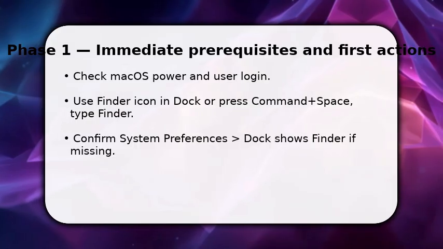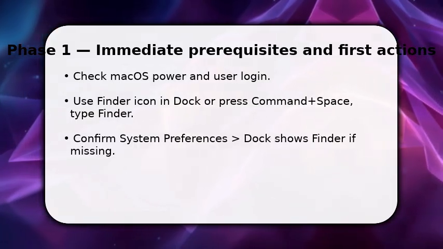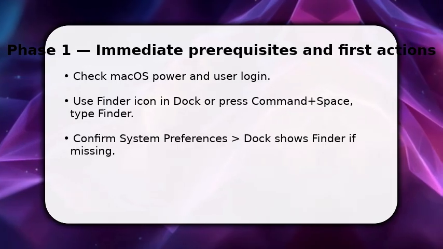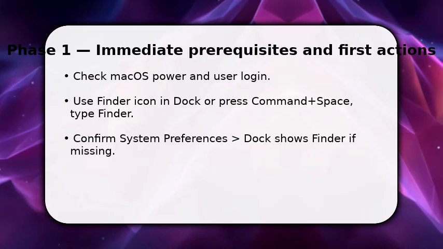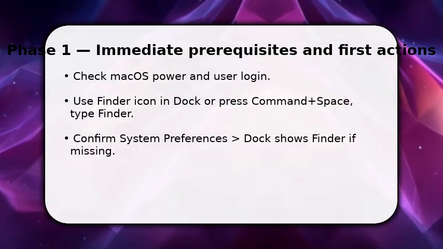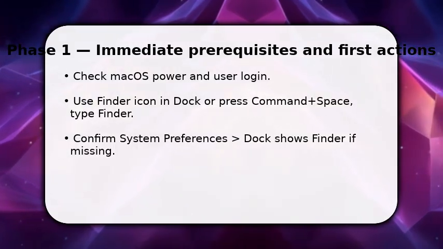Once done, make sure Finder windows appear. That shows the file manager is active. If Finder is not visible, open System Preferences, check the dock settings so the Finder icon is displayed. This gets you directly to File Navigation and Search.